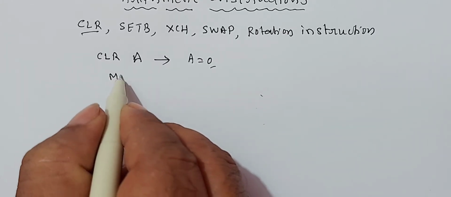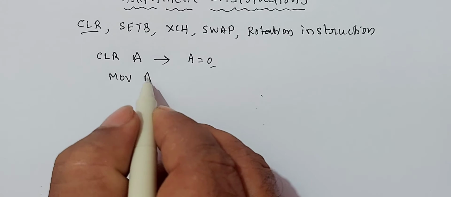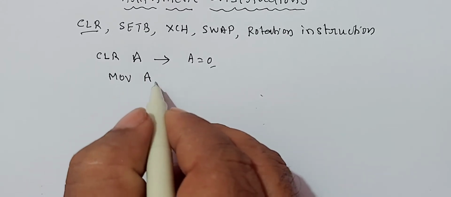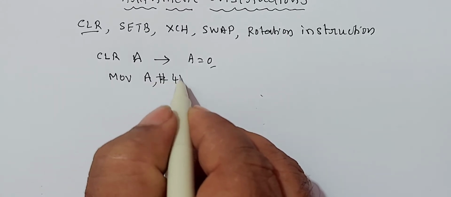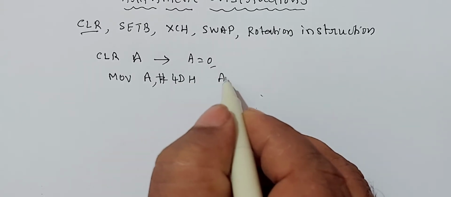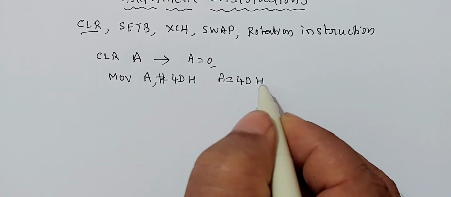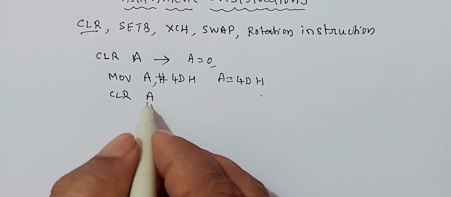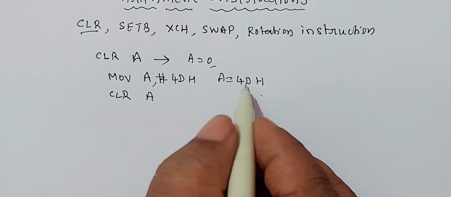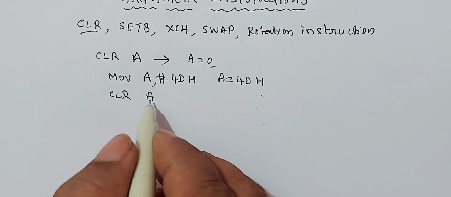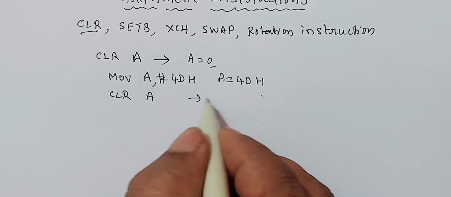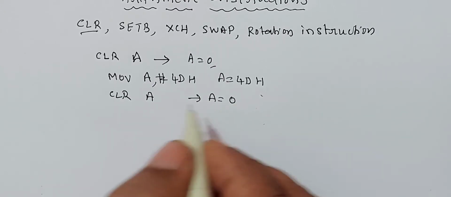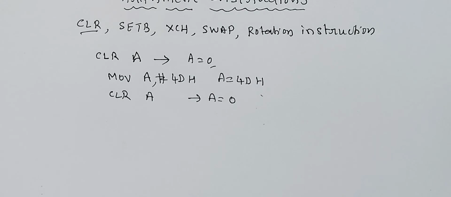Example, if I load some value to the register A by the instruction MOV A, #4DH, that is, A contains the value 4DH. Now if I write CLR A, the content present in A, which is 4D, is cleared to 0. Clear A means A is equal to 0. So in this way you can clear the content of A to 0 from any value.